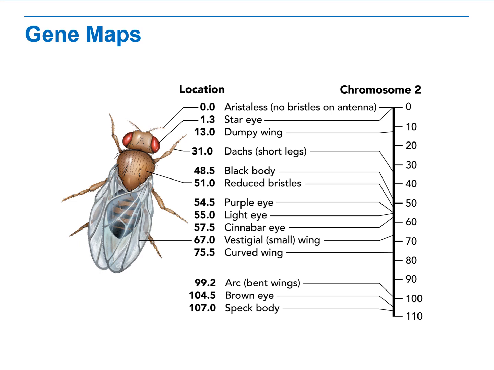So some genes are more likely inherited together. For example, star eye and dumpy wing. Look at where they are on the gene map. They are more likely than others to be inherited together because they're so close together on the chromosome. The chance that crossing over would separate them is much smaller than, say, star eye and speck body. Because crossing over occurs, star eye and speck body are not very likely to be inherited together.